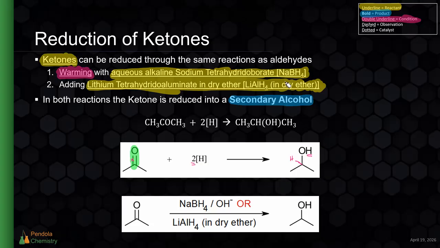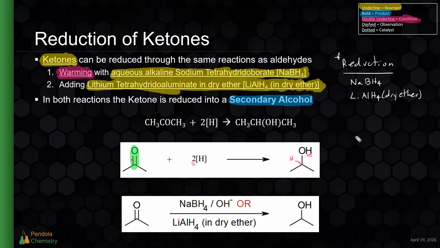And that's because, again, these two are extremely common reducing agents. Now we learned all of them. So something to keep in mind here is that anytime we see either of these two reactants, NaBH4 or LiAlH4 in dry ether, that means that the reaction we're undergoing, it's a reduction. That happens every time.